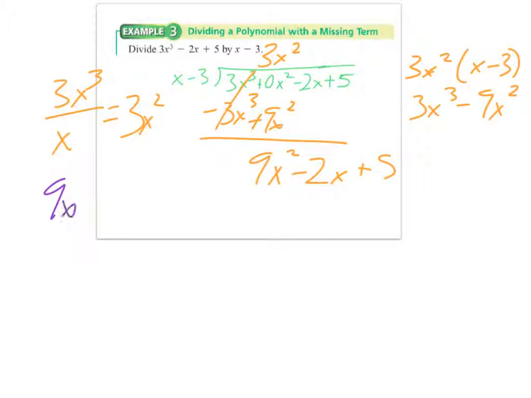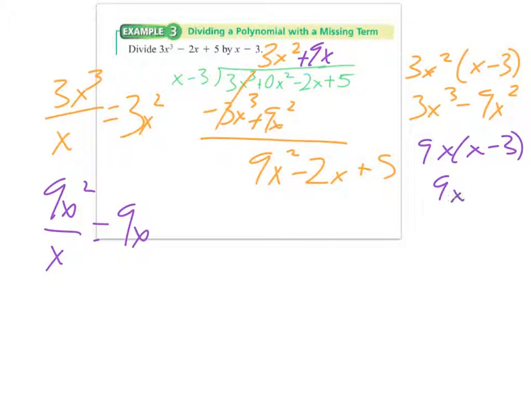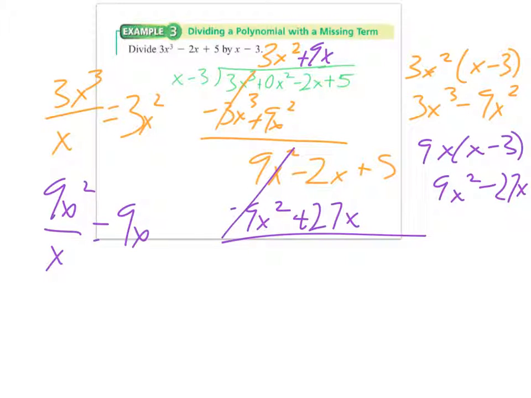I'll divide the 9x squared by the first term of my divisor x. I get 9x. So I'm adding 9x there. I need to find that product, 9x times x minus 3. So I get 9x squared minus 27x. And again, I switch the signs, so I'll subtract the 9x squared, add the 27x. So again, the 9x squared cancel out just like we wanted it to. We get 25x plus 5 as the result.